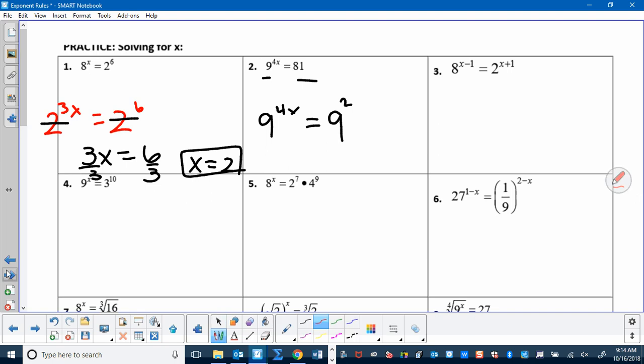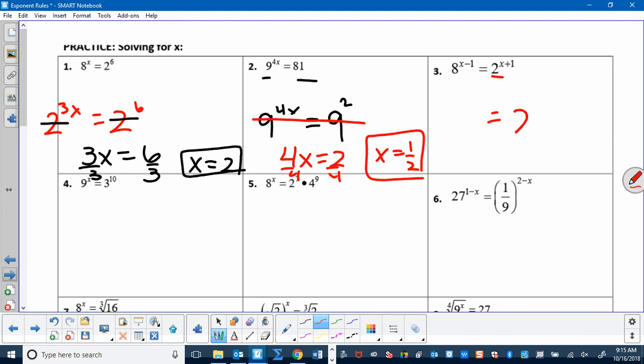If there's an equal sign, 4x equals 2. Don't say 2. Divide by 4, divide by 4, what's your answer? 1/2. Which number is smaller? The 2. The 2 can totally stay.